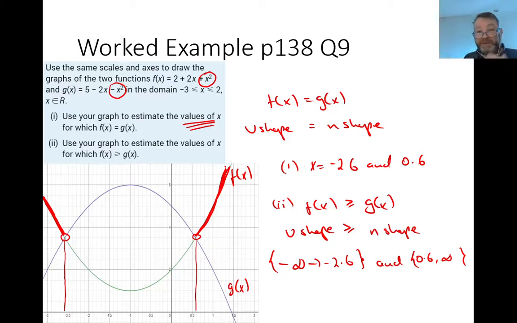So those less than, greater than, less than or equal to, greater than or equal to signs, they're just asking you about where one part of the graph is either above or below the other part of the graph. And when you've got an equal sign, as we had in part 1, that's where they intersect. So f of x equals g of x is what we would call a point of intersection.